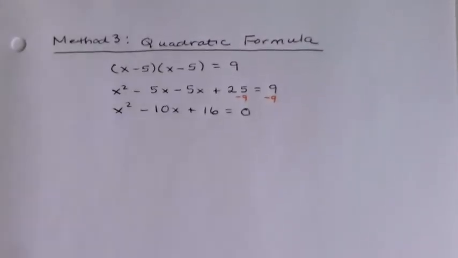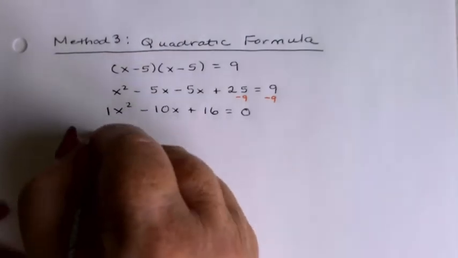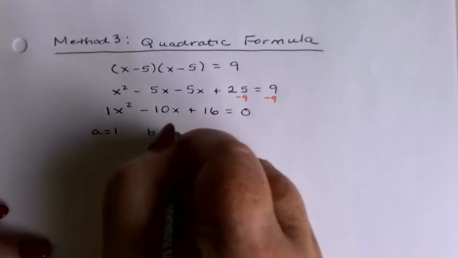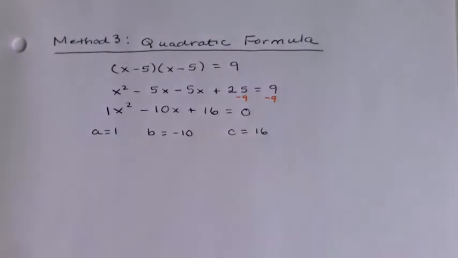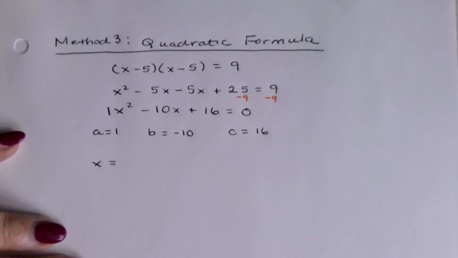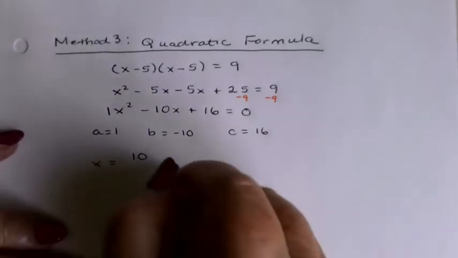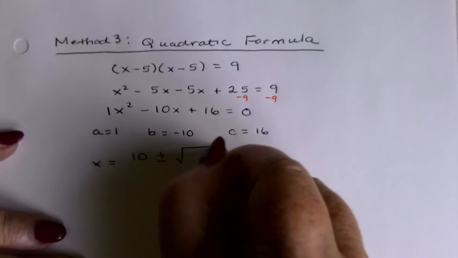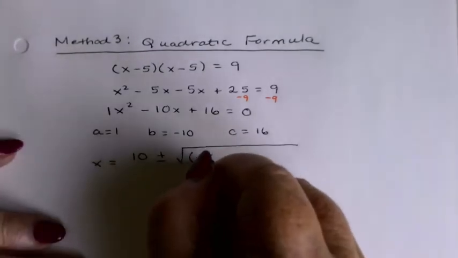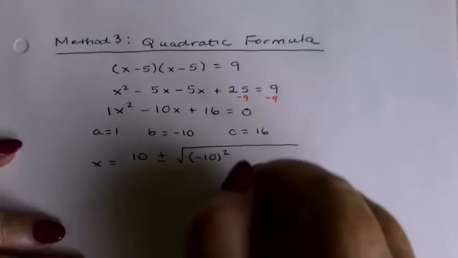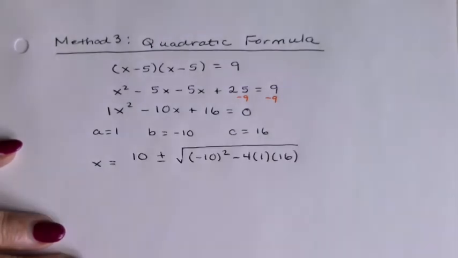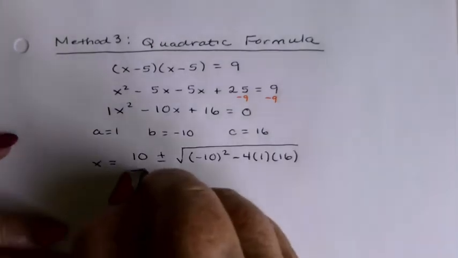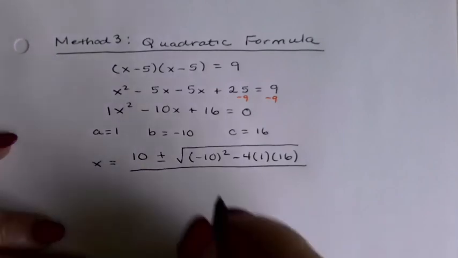All right, if we were using the quadratic formula method, at this stage of the game we would have said, really a is 1, b is negative 10, and c is 16. So x would be the opposite of b, positive 10, plus or minus the square root of negative 10 squared minus 4 times 1 times 16, over 2 times 1.